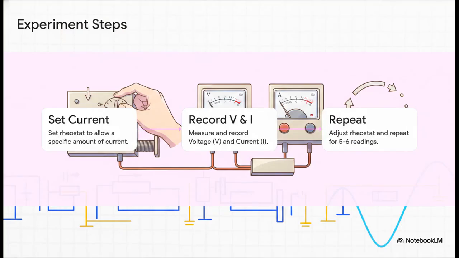So, how do we actually run this experiment? The crucial point here is that by systematically changing the voltage using that rheostat, we can just sit back and watch how the current responds. First, we start with the power supply down at its minimum. We slowly adjust the rheostat to allow just a specific small current to flow. Then, we freeze. We write down exactly what the voltmeter and the ammeter say. After that, we tweak the rheostat to bump up the voltage a little bit more and record again. We just repeat this cycle until we have a really solid set of 5 or 6 readings.